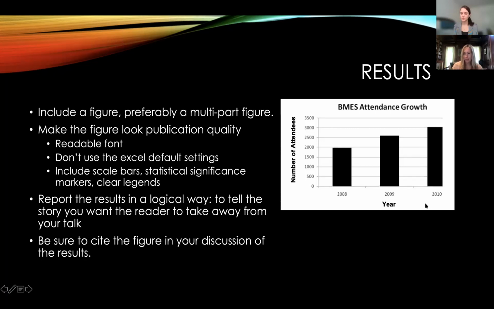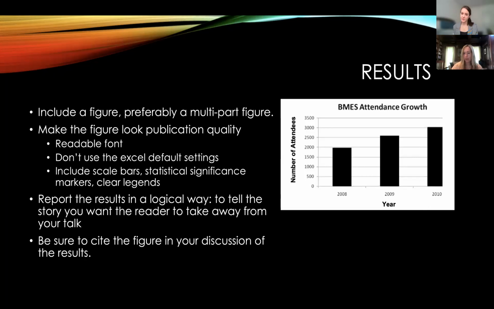This is actually right out of the BMES abstract, and I wanted to discuss with you guys what made this a good graph or what made this bad. No offense to BMES. So there are a few things that make it great. So first, it's very clear, right? I can see pretty much immediately what it's going to show. It's very well labeled, so I know what each bar represents.